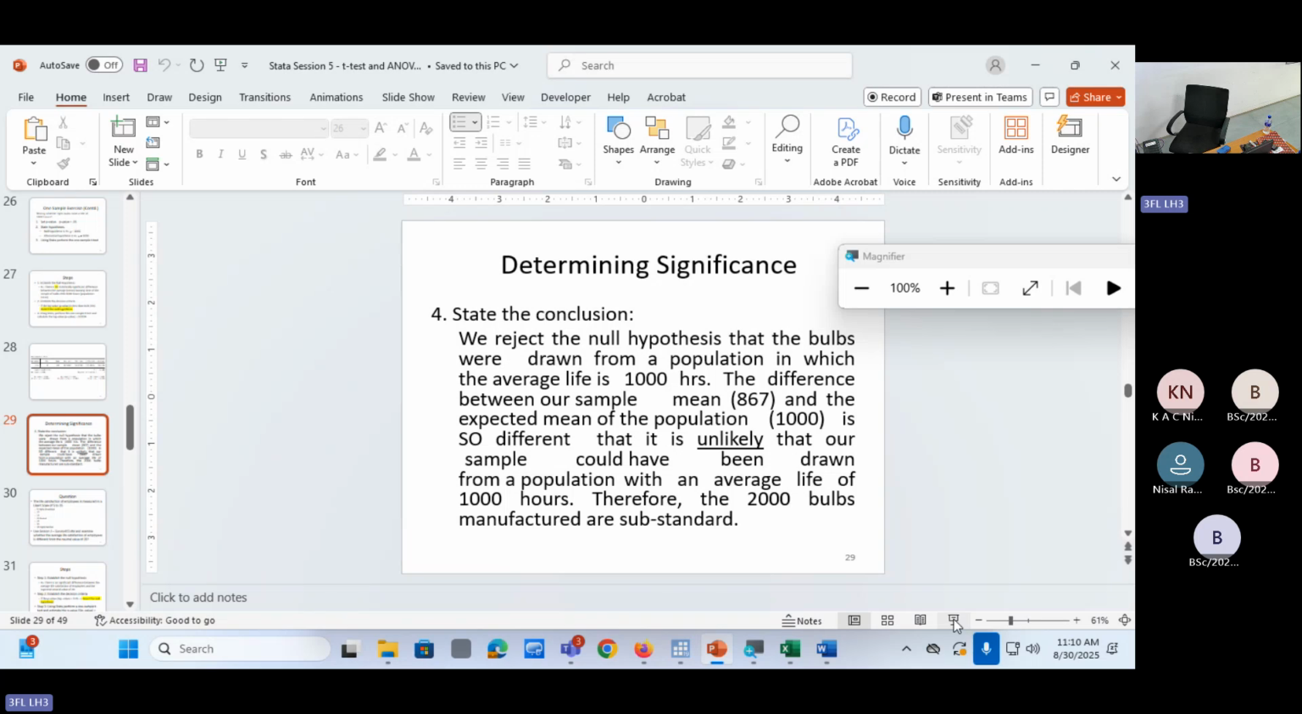For example, the average burning time of the sample was 1500, and let's say it is significantly different from the benchmark of 1000. Would I reject the whole lot? No, you would very well accept the whole lot, because the sample average burning time is well above the expected 1000. It's even beyond the expected. But here, unfortunately, 867 is less than 1000.